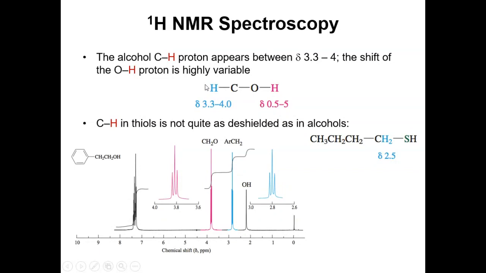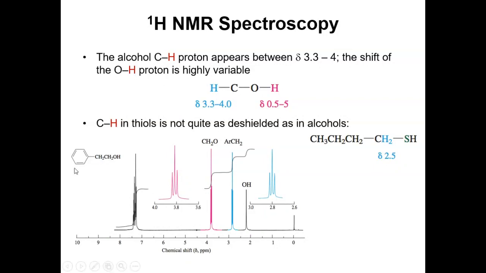But the signature proton in the alcohol is the proton connected to the alpha carbon, the carbon that has the OH group. That proton is strongly deshielded by the electron withdrawing oxygen atom. Usually it's above 3 ppm. For regular alcohols, it's like 3 to 4 ppm. But if the other side has some electron withdrawing group, it can go to 4.5 ppm. But it's strongly deshielded.